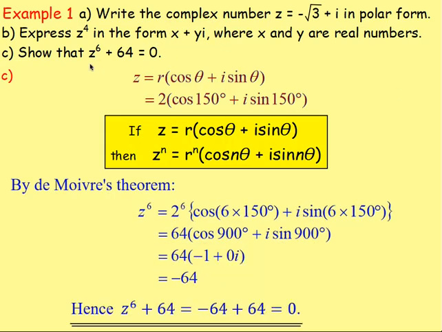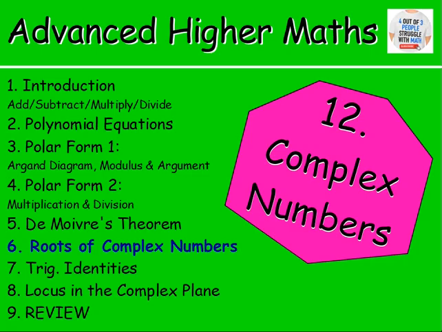Part C, we had to show that z to the power of 6 plus 64 equals 0. Well, that's just going to be the same thing that we're doing. Because it's to the power of 6, you've got the modulus to the power of 6, and we multiply the argument by 6. Work out the cos of 900, sine of 900, and again, you get it in that form with the real part and imaginary part. Here, there's no imaginary part, it's just the real part, negative 64. So if we add 64 onto that, we can show it equals 0.